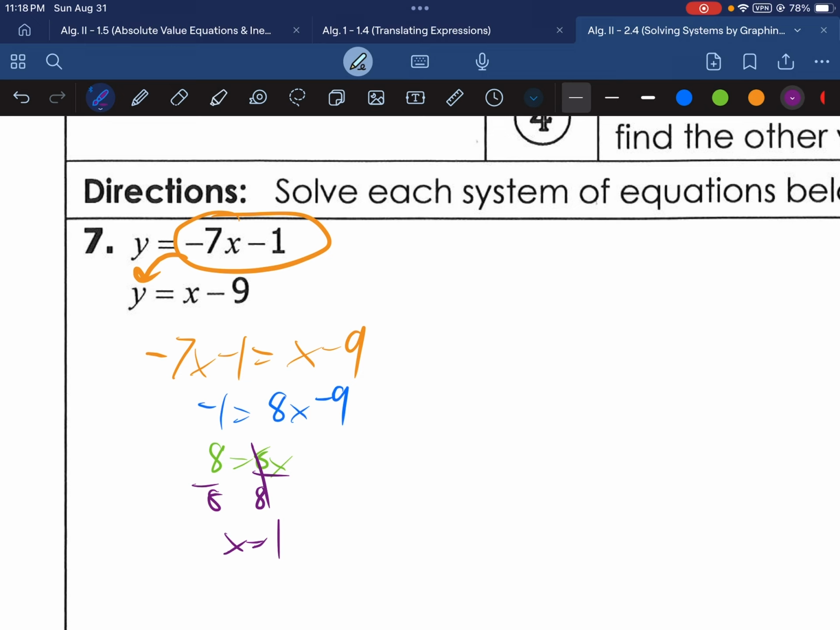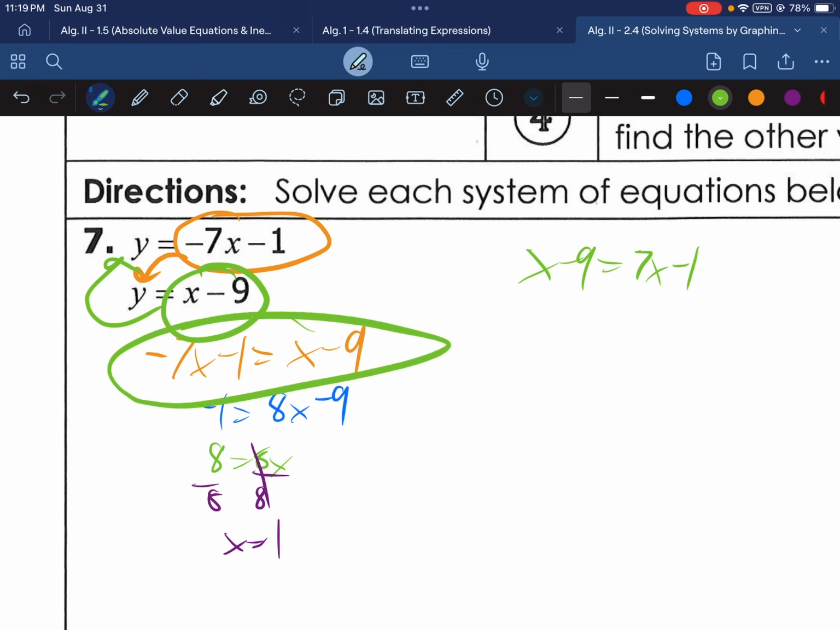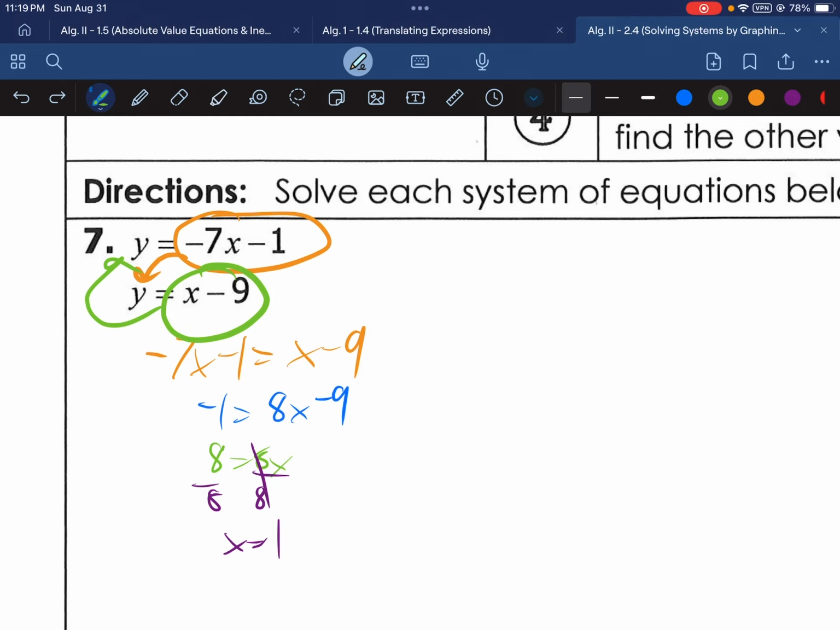And I do want to note that you could have plugged in the other direction. You could have taken this and plugged it in here, because y is the same thing as x minus 9. And since it is the same thing, we can replace it whenever we see it. And so I could plug that into the other y, and I would just get x minus 9 equals negative 7x minus 1. And we notice that it's just a flipped version of this equation, which means it's going to be identical as long as you solve it correctly.